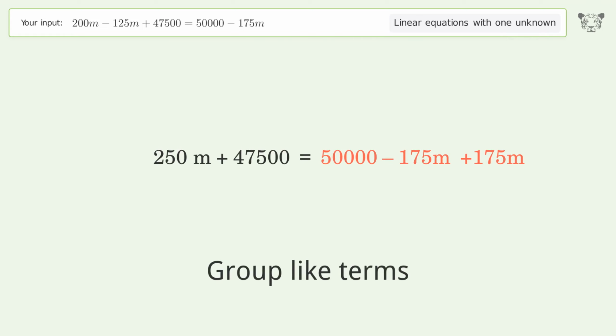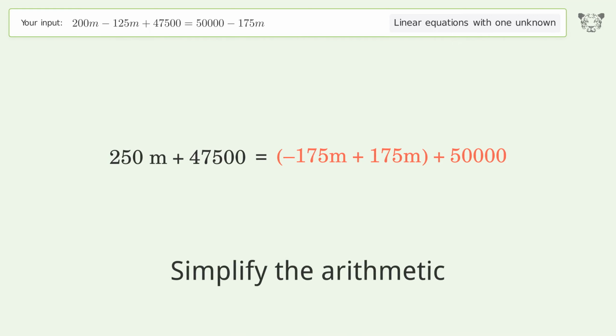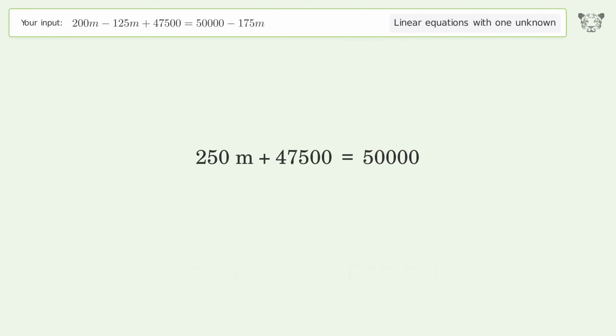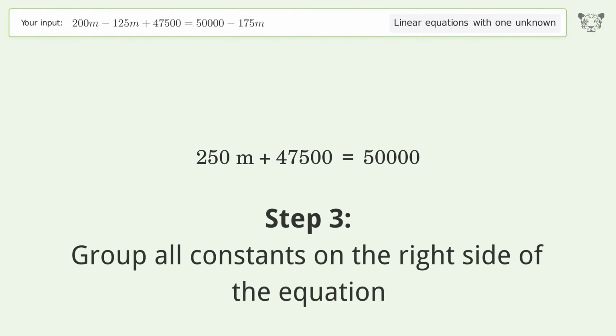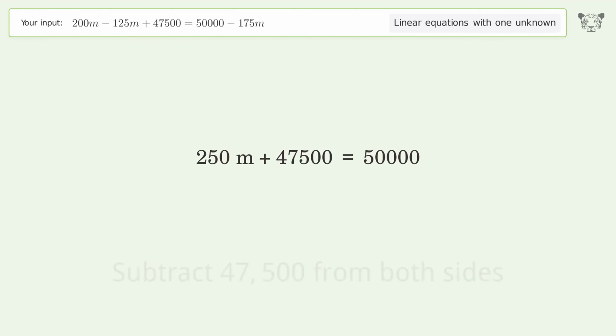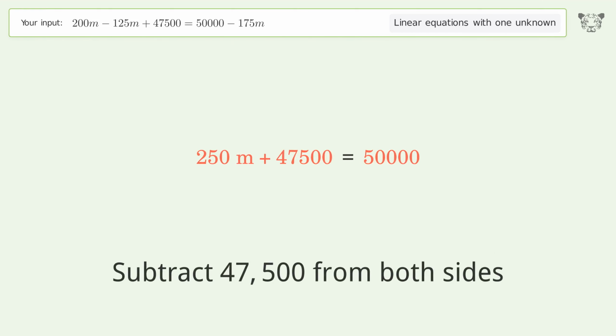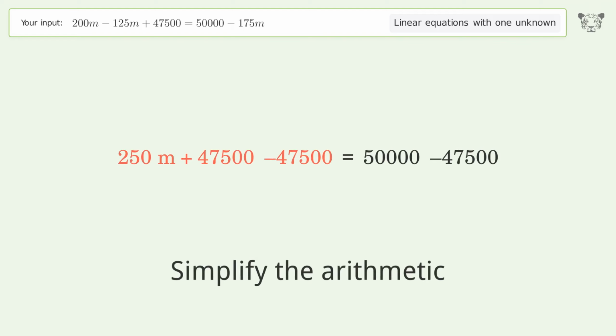Group like terms. Simplify the arithmetic. Group all constants on the right side of the equation. Subtract 47,500 from both sides. Simplify the arithmetic.